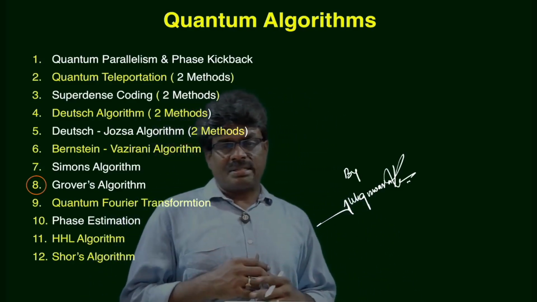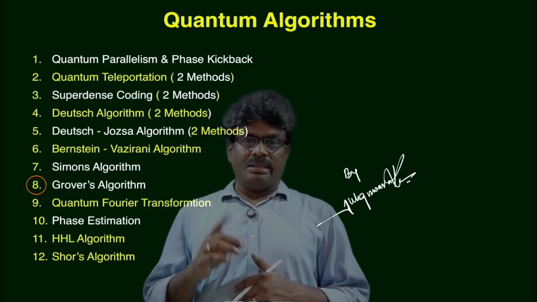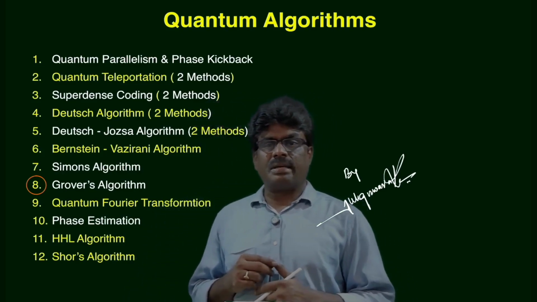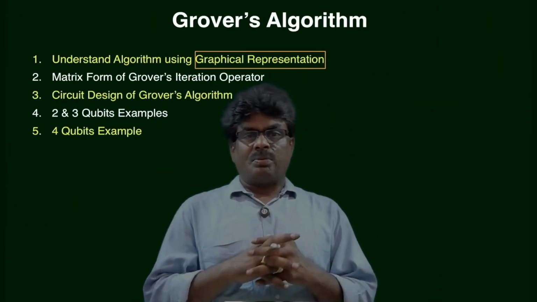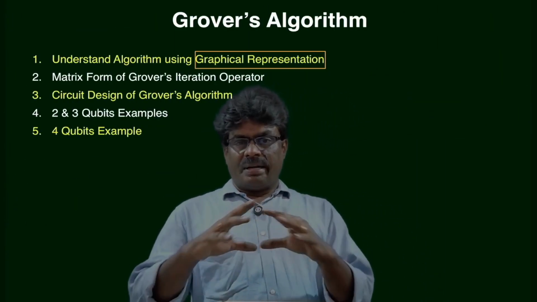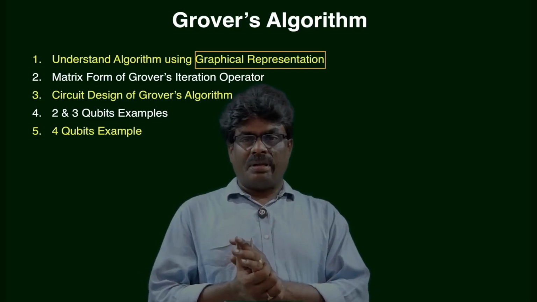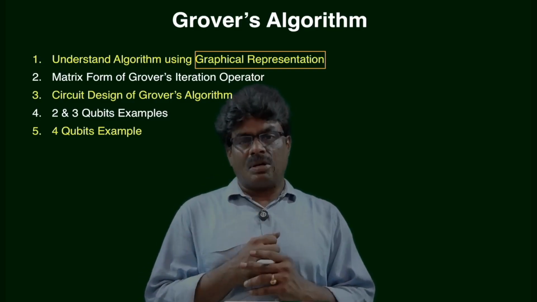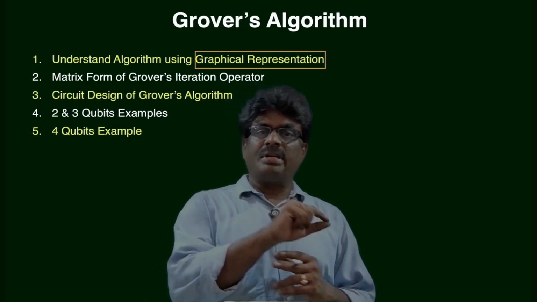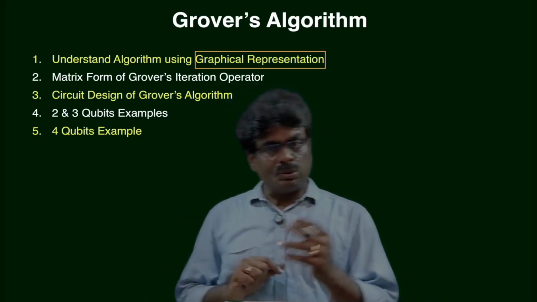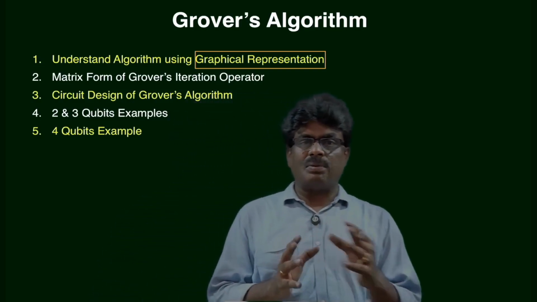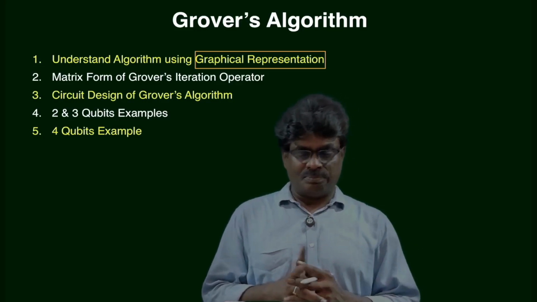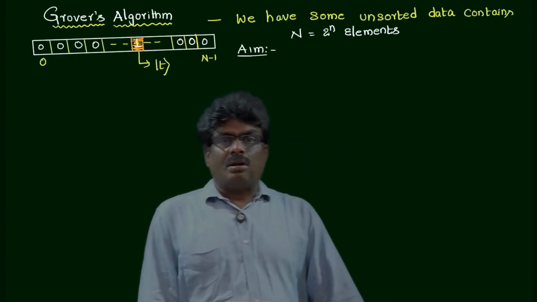So here we are discussing quantum algorithms. In this eighth part, we are discussing Grover's algorithm. So what is this Grover's algorithm? Here I divided this into 5 parts. First, let me explain what this algorithm is, and I'm using some graphical representation to show that the order of the number of iterations is nearly equal to order of root N, capital N.